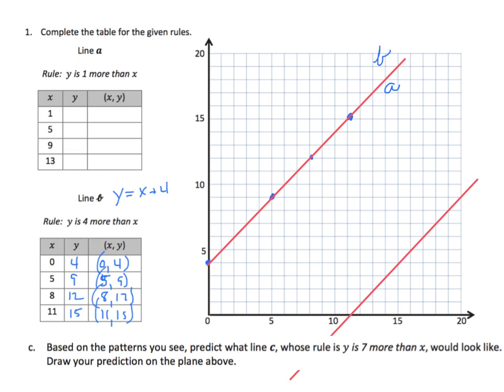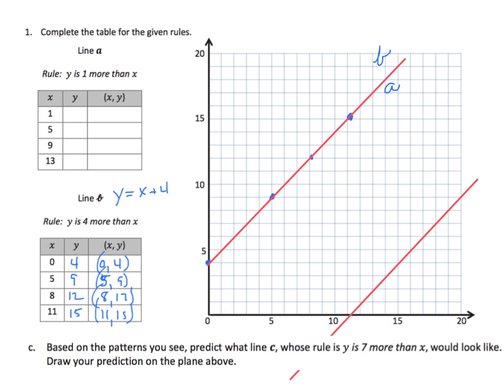Okay, now we go to C. It says, based on the pattern you see, predict what line C will look like whose rule is y is 7 more than x. What would it look like? Draw your prediction on the plane above. Well, since y equals x plus 4 is higher above, it's above that line y equals x plus 1, I'm predicting that it's going to show up over here.